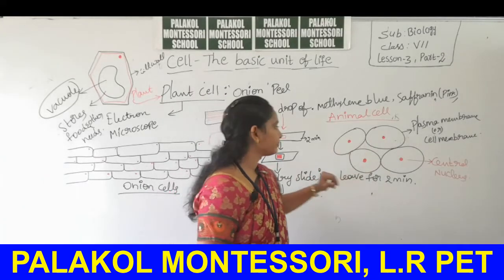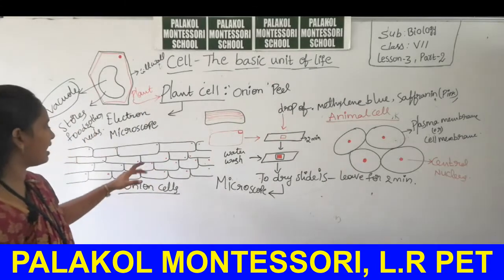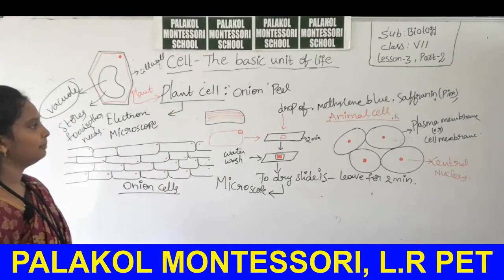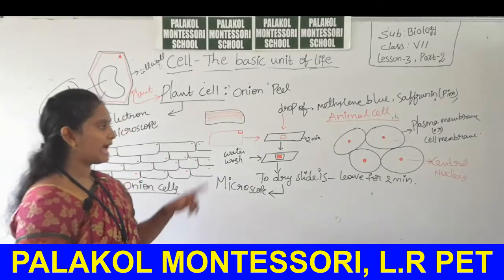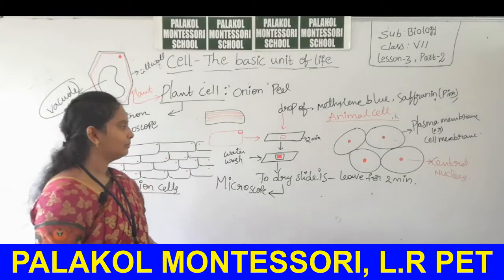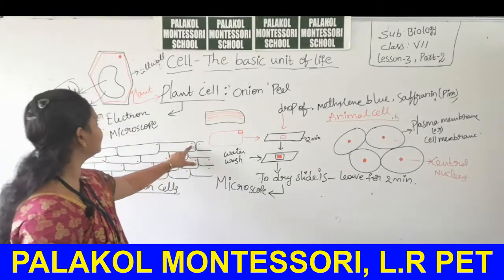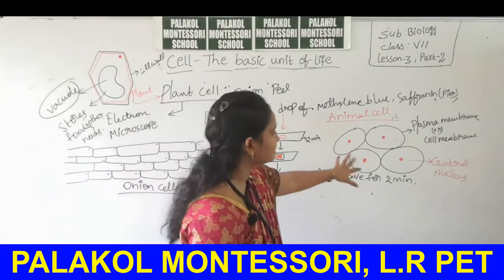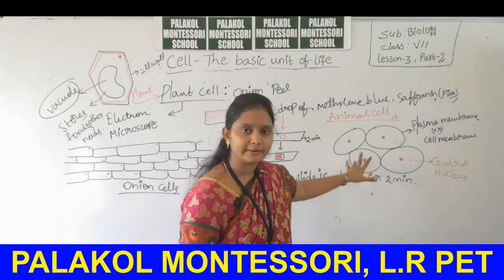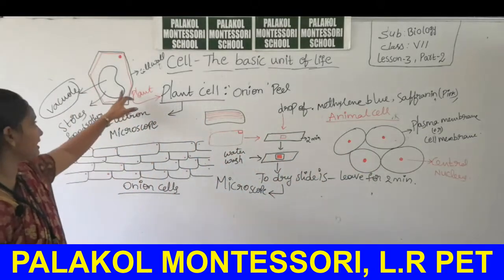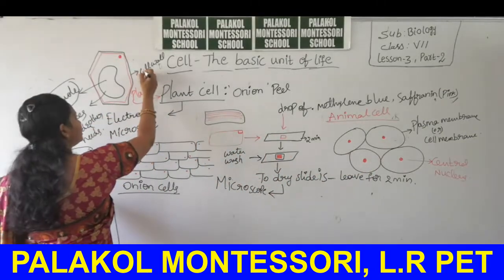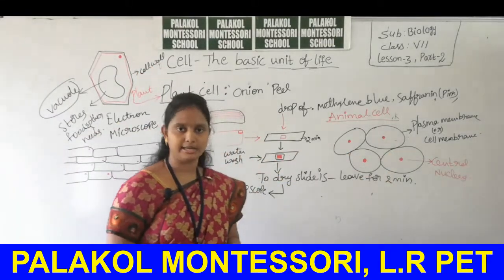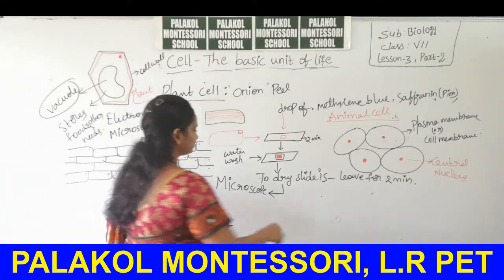This is about the observation of animal cell nucleus and observation of plant cell nucleus. Okay, the plant cell has a rectangular shape, the animal cell has a round shape. The plant cell nucleus is present at the corner or edge of the cell, but the animal cell has the nucleus at the center. The plant cell's outermost layer is the cell wall. The animal cell's outermost layer is the cell membrane.